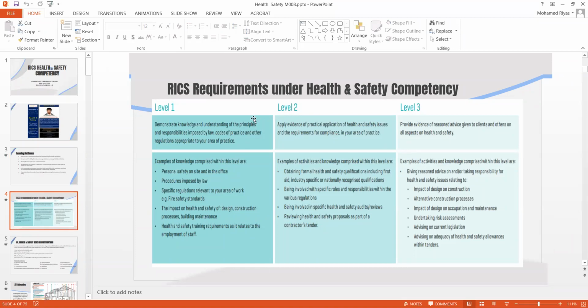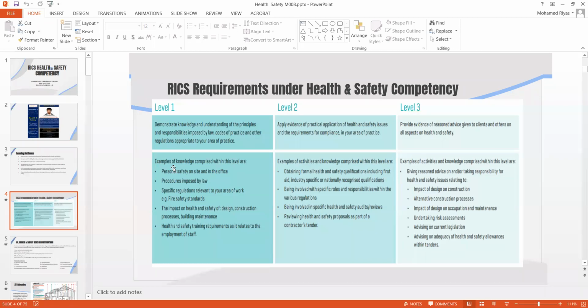So the required level, we will go through all the levels of what RICS targets to achieve in terms of competency level. In level 1, the target is personal safety on site and in the office. RICS targets to achieve a competent quantity surveyor and procedures imposed by law. The other category is specific regulation in the work area, specifically fire safety standards and building standards in terms of safety. The other target is the impact on health and safety of design, construction process, and building and maintenance.